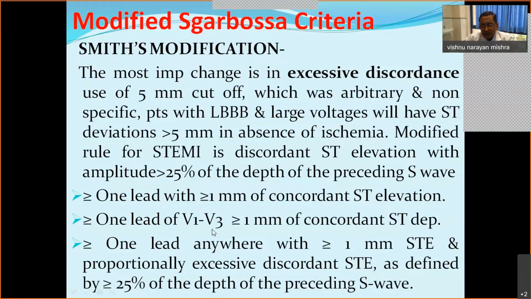One lead of V1 to V3 with more than 1 millimeter of concordant ST depression. This also remains as it is. But the third criterion is changed in the Smith modification, and this is one lead anywhere with more than 1 millimeter ST elevation and proportionately excessive discordant ST elevation, as defined by more than 25% of the depth of the preceding S wave. So this is the modification of the Sgarbossa criteria by Smith.